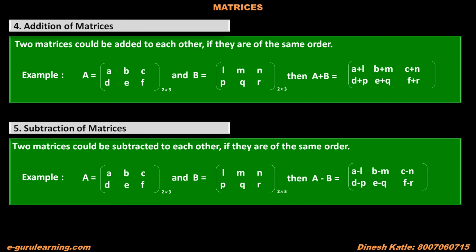Then subtraction of A and B, that is A minus B, is equal to subtraction of corresponding elements, that is a minus l, b minus m, c minus n in first row, and d minus p, e minus q and f minus r in second row. The resultant matrix is also of same order as that of A and B.